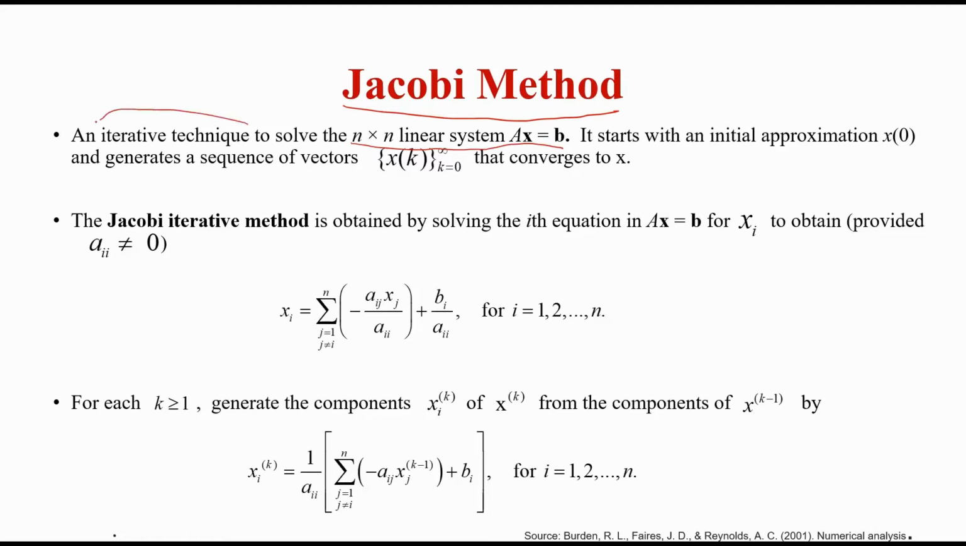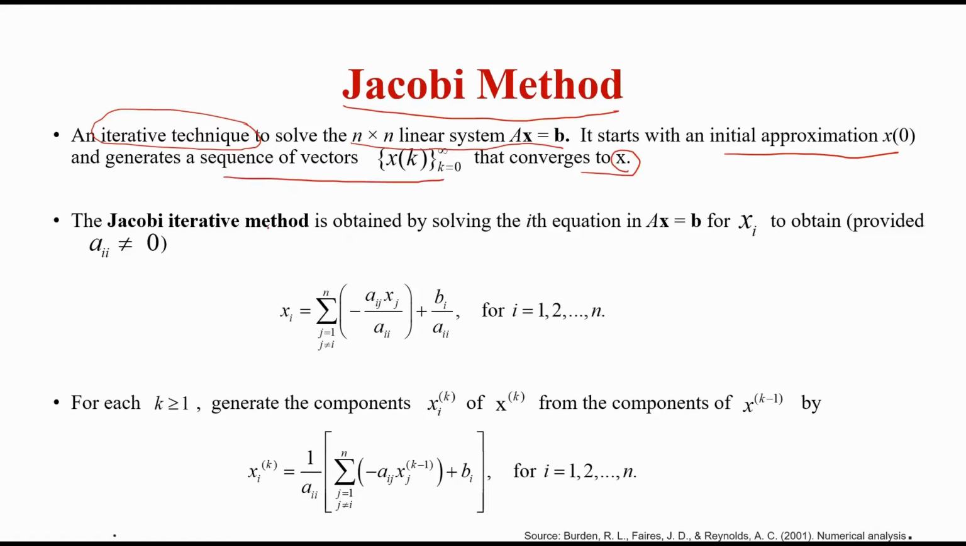So basically, the Jacobi method is used for solving a linear system, but it is an iterative technique. Till now we have studied direct methods for solving linear systems, that is the LU decomposition method and the Gauss elimination method. But this Jacobi method is an iterative technique that solves a linear system of this form. In this method, we start with an initial condition and then generate a sequence of vectors that finally converges to the solution X.